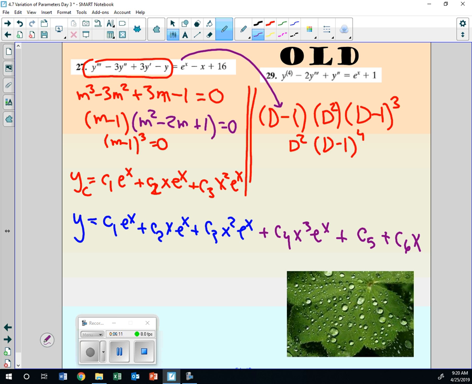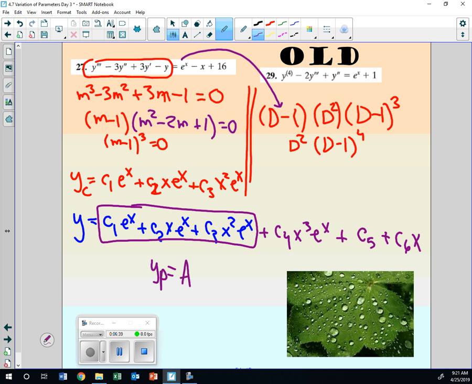Now, notice that I have this part here. We're not going to be dealing with it as far as finding the constants. We would need 3 given points to find these 3 constants. But this information we can find, and we're going to call it yp.